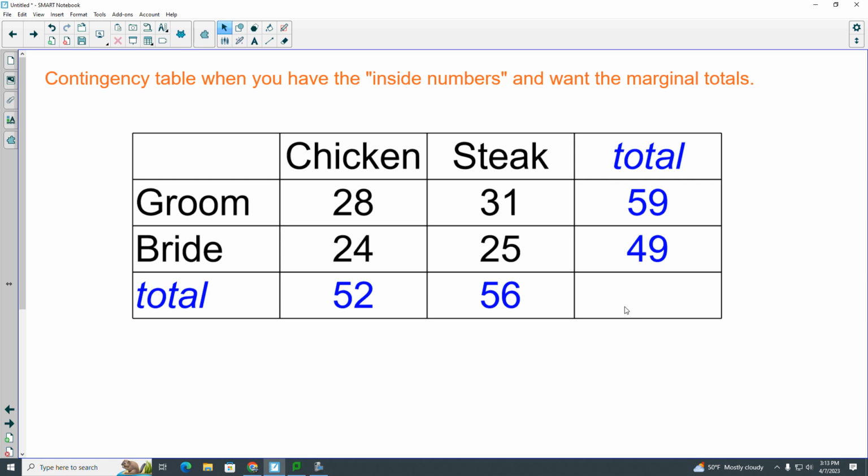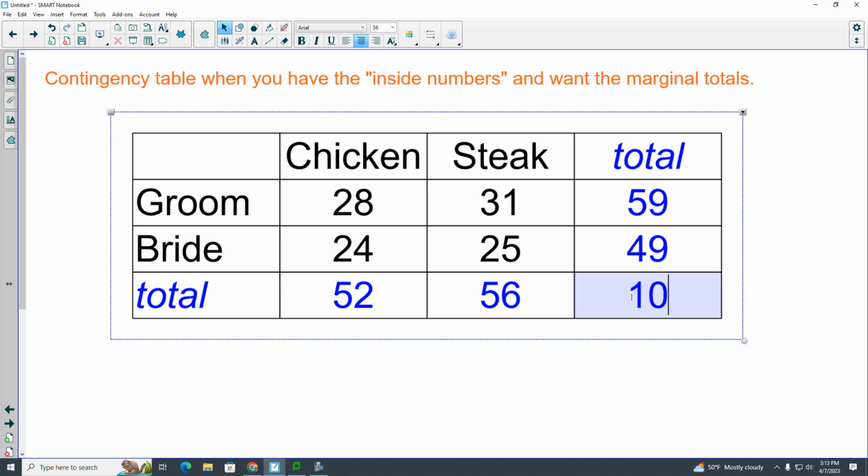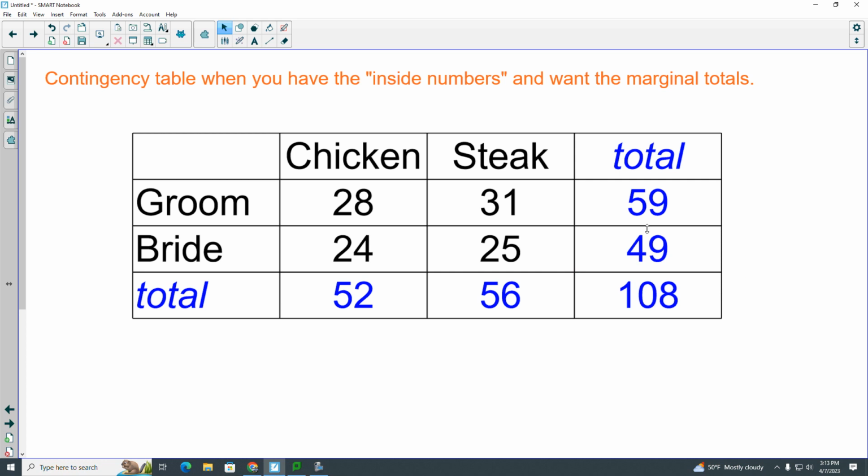Then this total, what's really cool about this is it does not matter if I come from the side and do 52 plus 56 to get 108, or if I were to add straight down, 59 plus 49 is also 108. Those two totals going straight across and straight down should equal the same number every time. And now I have a complete 2x2 contingency table.